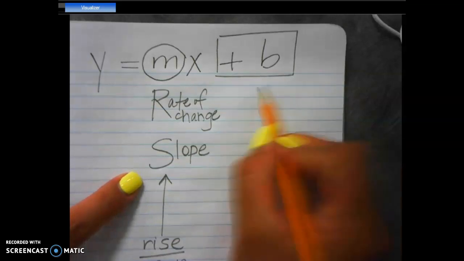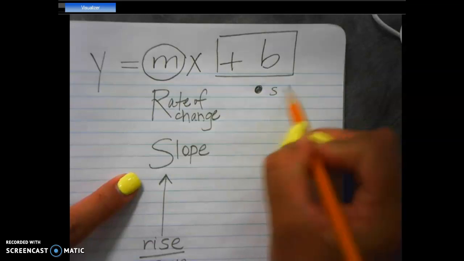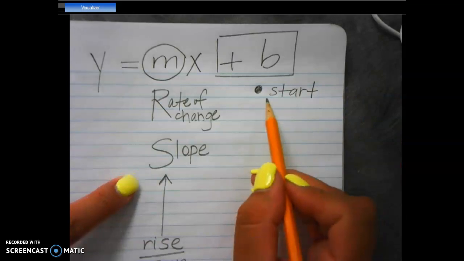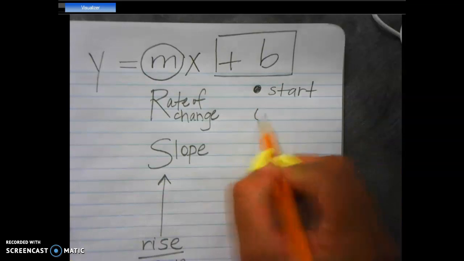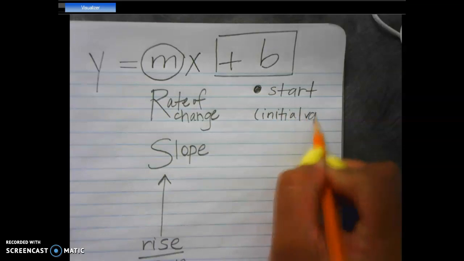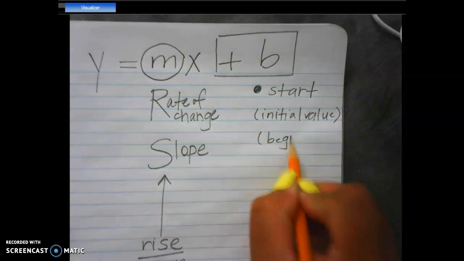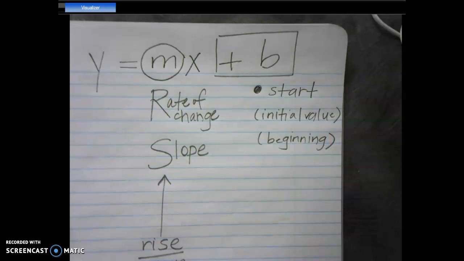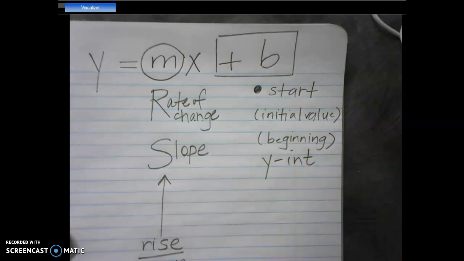So we come over here to our b. I want you to put a dot and then the word start, because that's my starting point. I like to start at my b. That's on the y-axis. Another name in parentheses is the initial value, or the beginning, which are all other names or words for the start. And then our regular y-intercept, because we still refer to it as that.